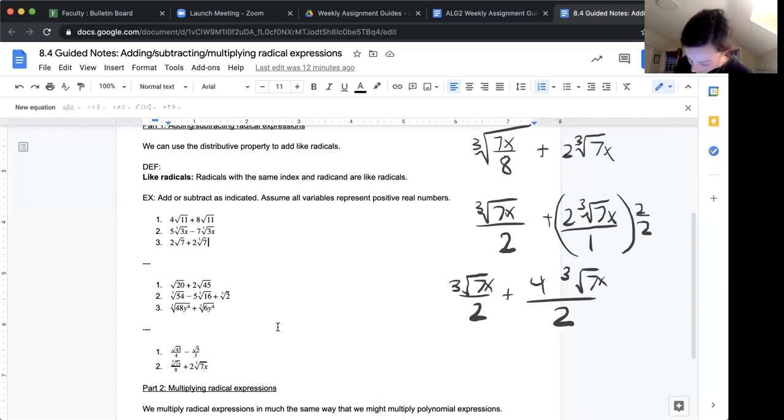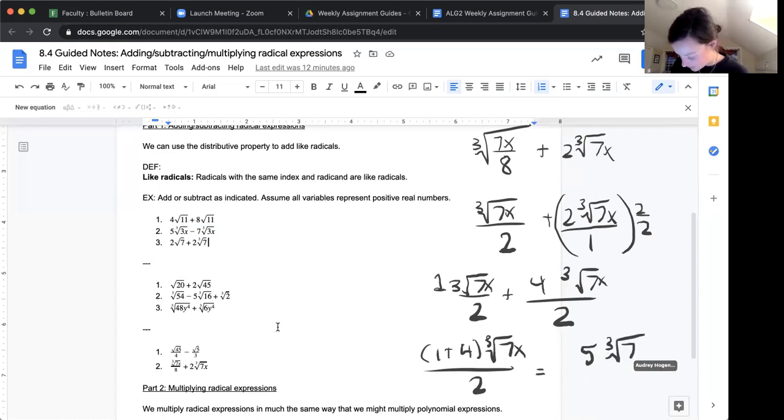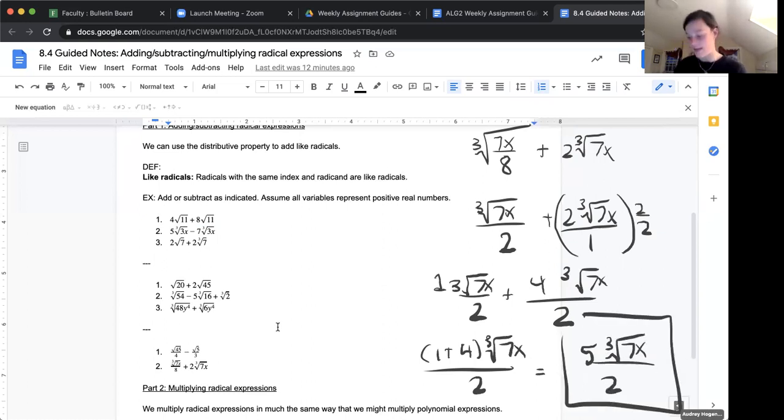So I can think about that as 1 times the cube root of 7x. So that then I can think about this problem, since I now have like radicals, as 1 plus 4 cube root of 7x over 2. 1 plus 4 equals 5. So I'm going to have 5 times the cube root of 7x over 2 as my final answer there. So again, don't let the fractions trip you up. You know how to do things with fractions, you know how to add and subtract, and you need that LCD.